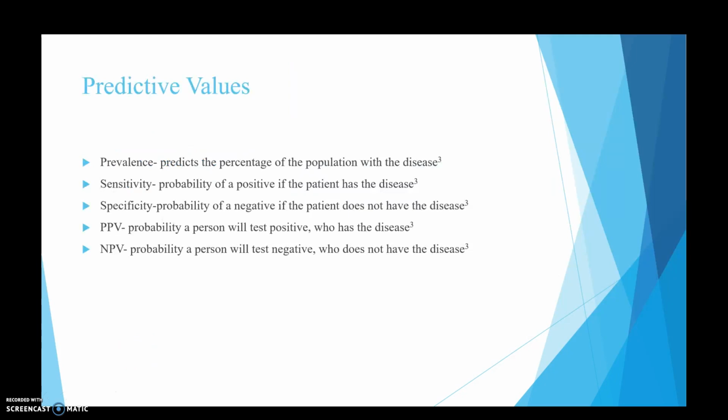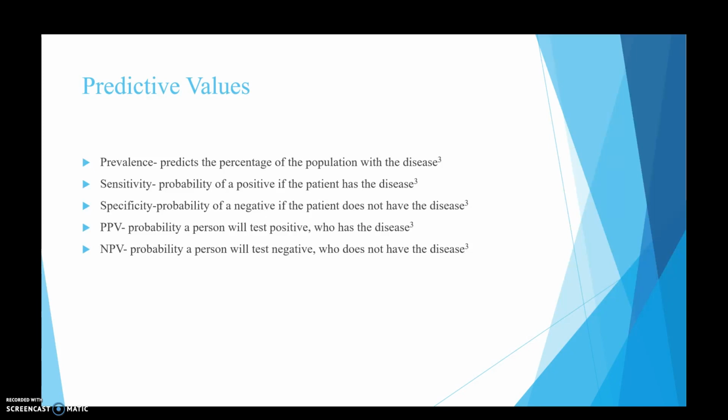The prevalence indicates or predicts the percentage of our population with the disease. The sensitivity was the probability of a positive if the patient has the disease. The specificity is the probability of a negative if the patient does not have the disease.